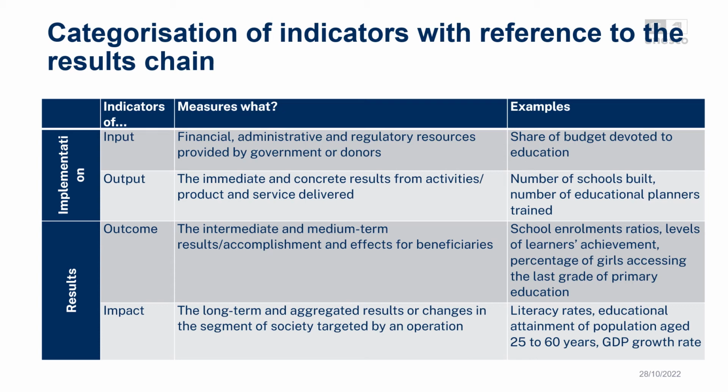Indicators of impact measure the long-term and aggregated results or changes at the level of the beneficiaries, long-term results. They describe the changes in people's lives and development conditions at national level and beyond, such as literacy rates or GDP growth.